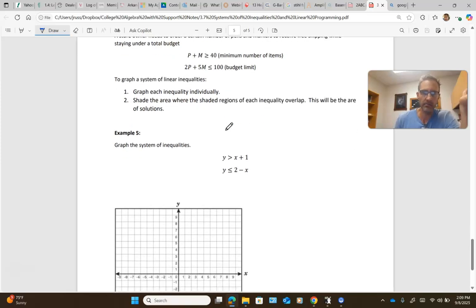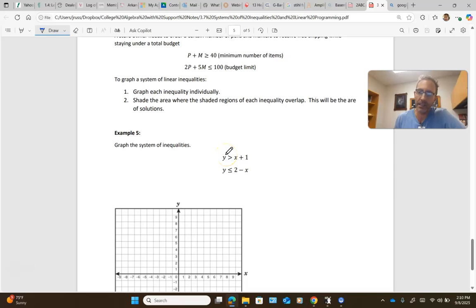Okay, so to graph this system, we're going to graph each inequality individually, and then we're going to shade the area where the shaded regions of each inequality overlap. And that region that gets shaded twice will be the region that satisfies not just one of these inequalities, but the actual system. Okay. All right.